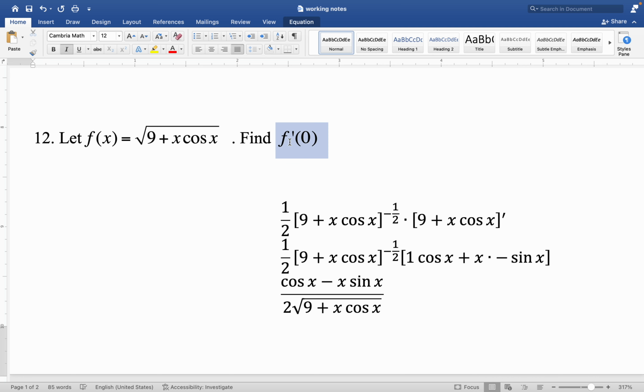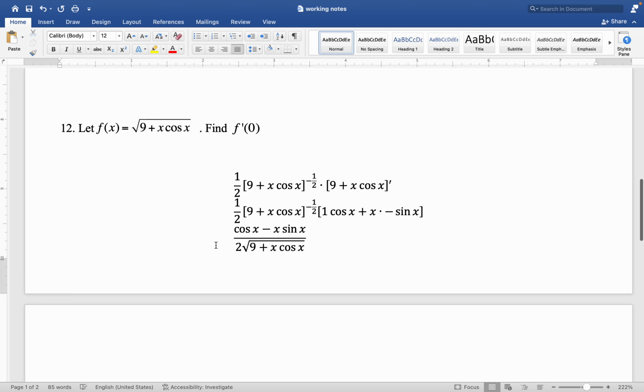Oh, well, they want you to evaluate this at 0, right? I mean, that's not hard. Just plug in 0 and you'll get some number. But that's the derivative. That's the hard part.